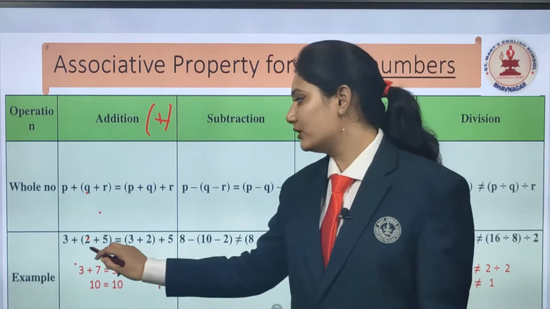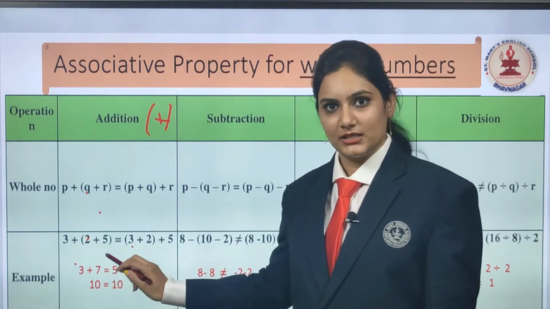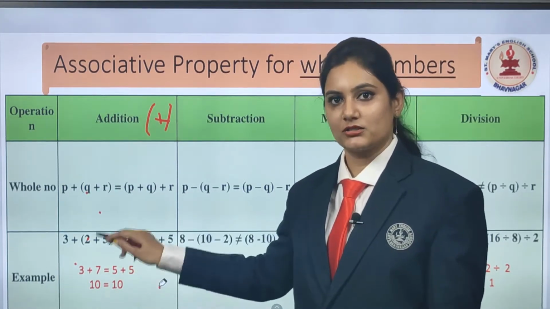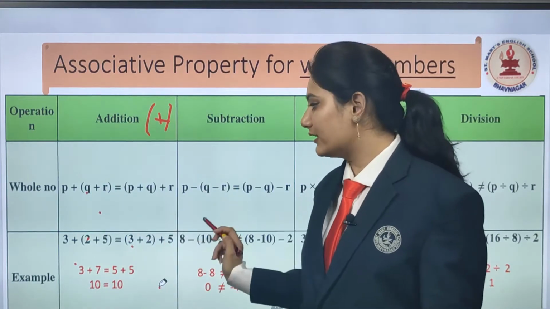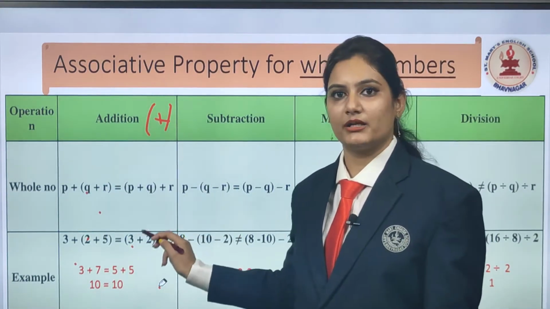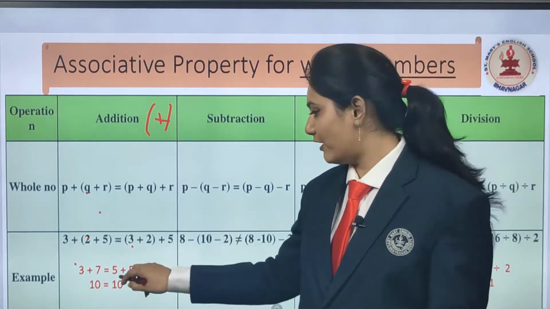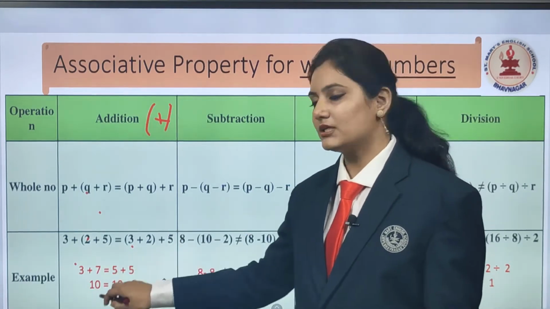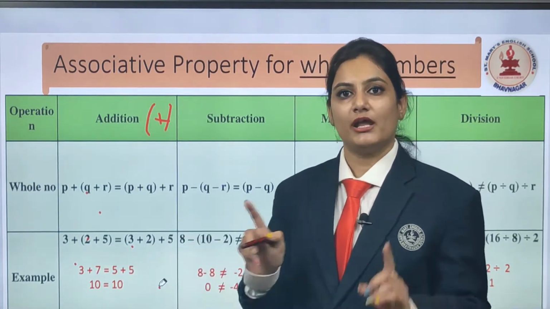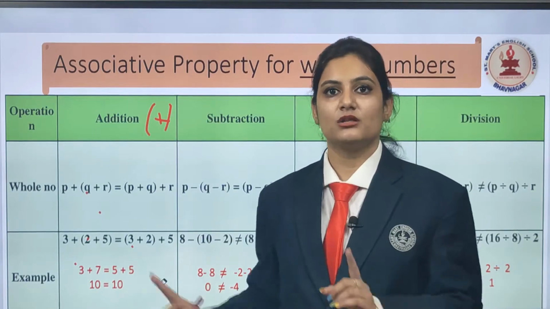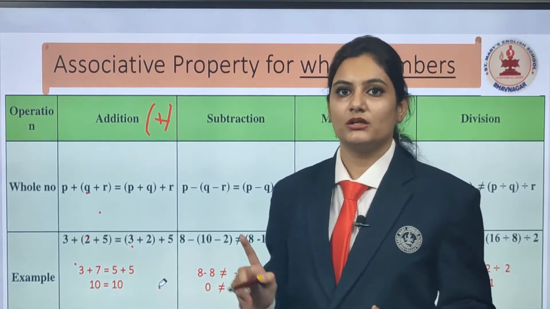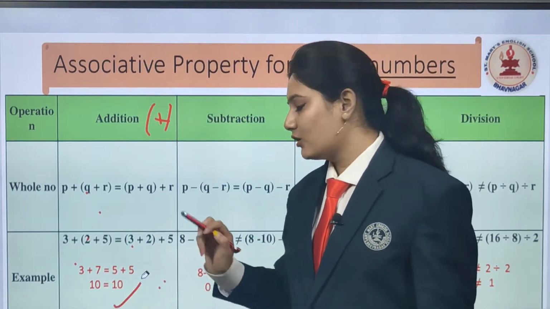So what will we do here? 2 plus 5, that is 7, and 3 we will write as it is. So 3 plus 7. On the other side we will solve first the bracket, that is 3 plus 2, that is equal to 5, plus 5. Answer is 10 equals 10. When LHS is equal to RHS, the property is closed under this, otherwise it is not closed.